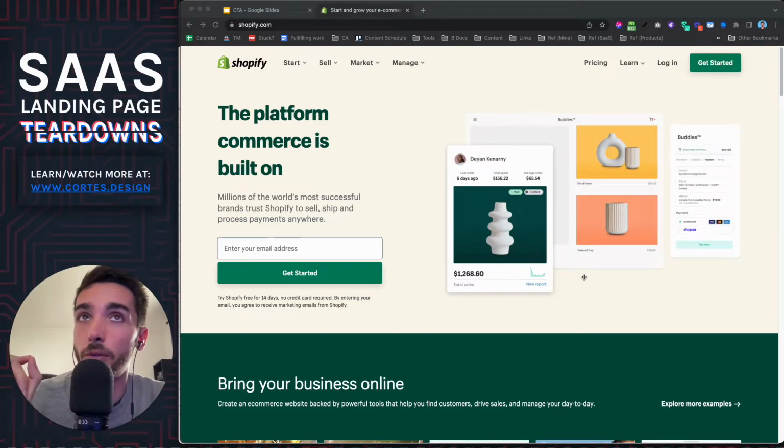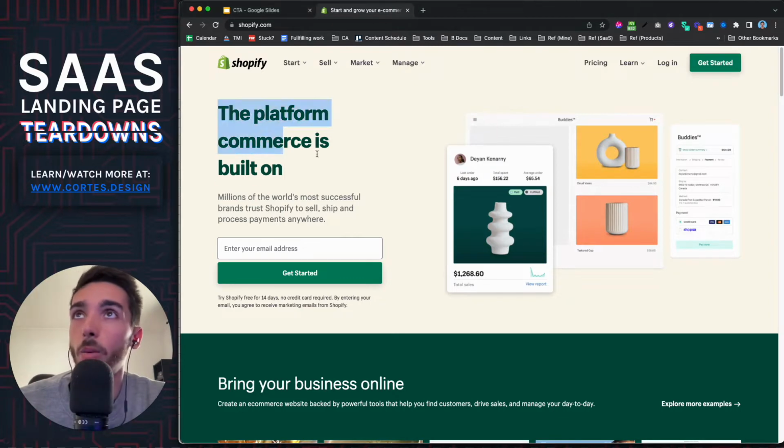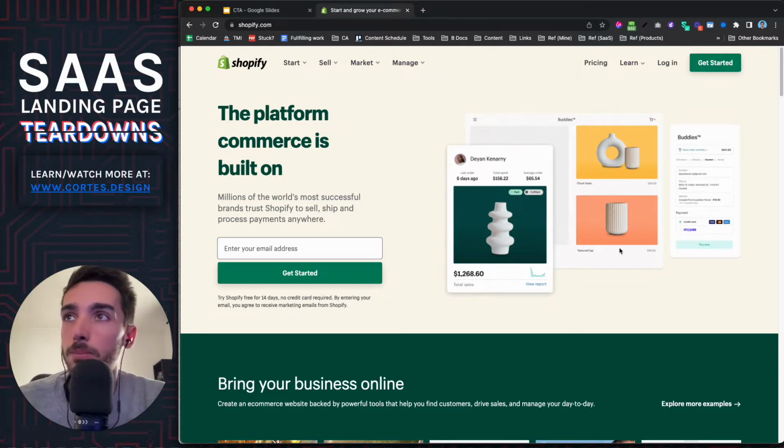Today we have Shopify, which seems like they have a good page on the service, but they really don't. The hero is okay, where they say that this is the platform that most e-commerce companies use, and that's great. They show that millions of people use it. That's really good. But the rest is pretty vague, right?